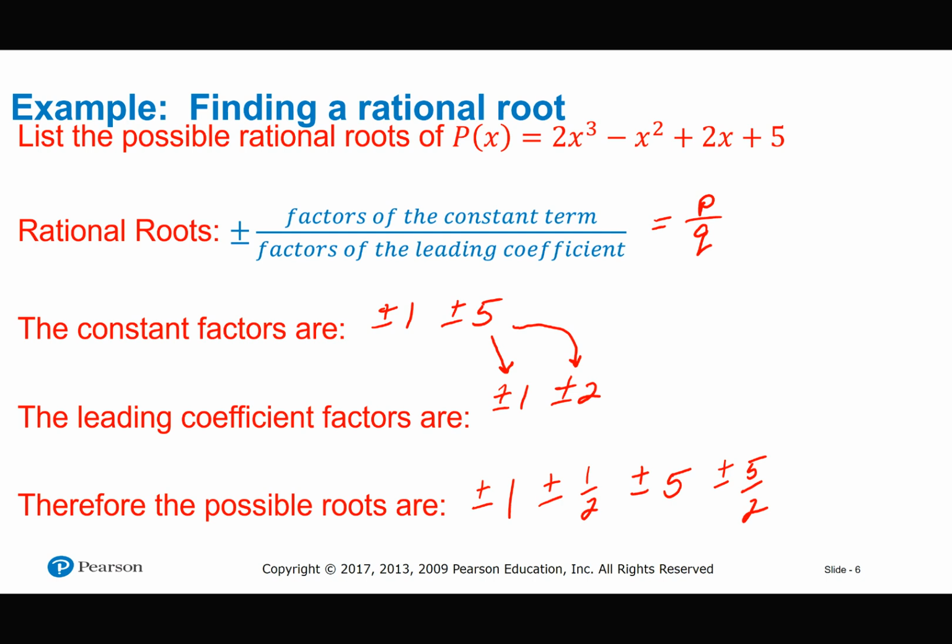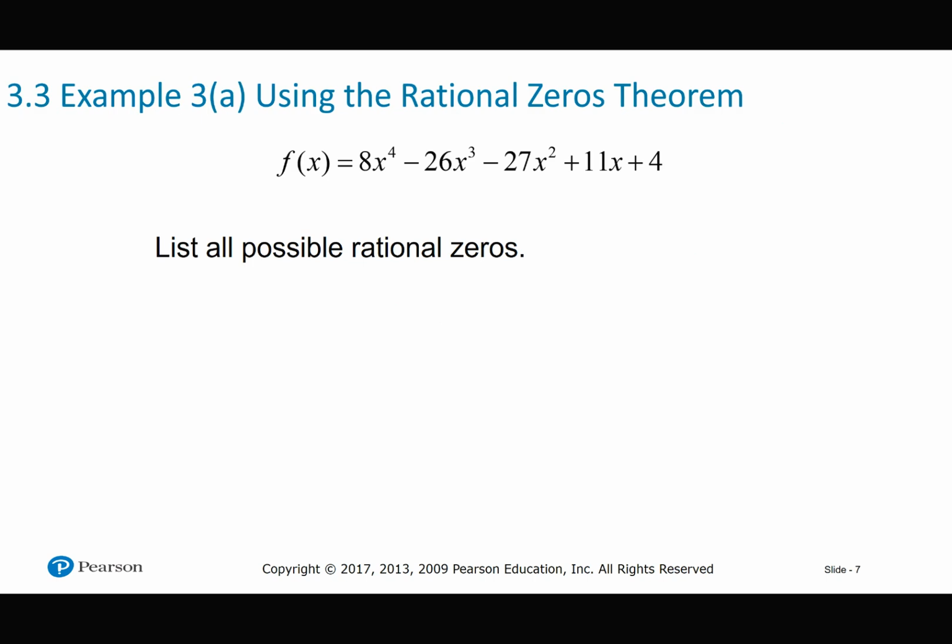Okay. I'll put these on Schoology too. All right, let's do another one, but we're going to continue this problem on and finish it. So using the rational zeros theorem, list all possible rational zeros for this polynomial. So again, that lowercase p just means constant. So my factors of my constant, in this case, my constant was 4.